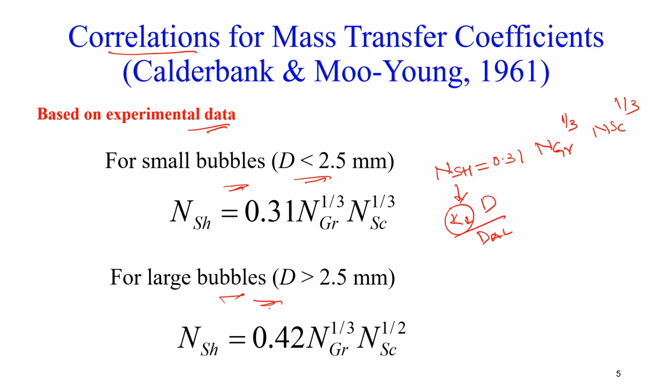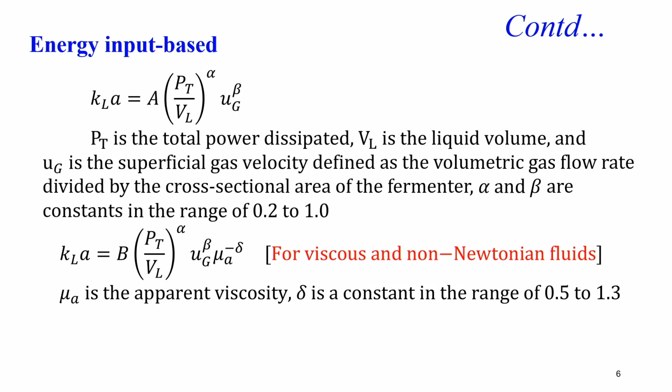And for the large size of the bubble, a similar correlation is there. It says N_Sh equals 0.42, Grashof number to the power 1 by 3 and Schmidt number to the power 1 by 2. This has been slightly changed here. Further, there is a correlation based on the energy input. So P_T is the total power dissipated or power required for the mixing operation.